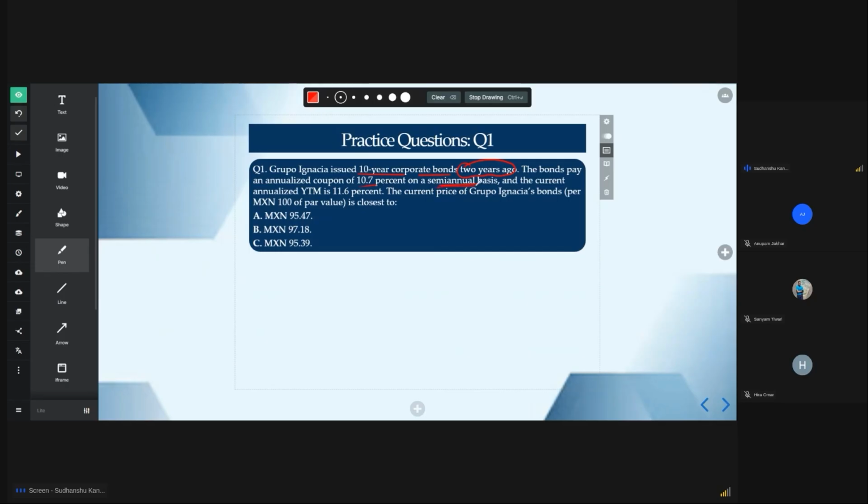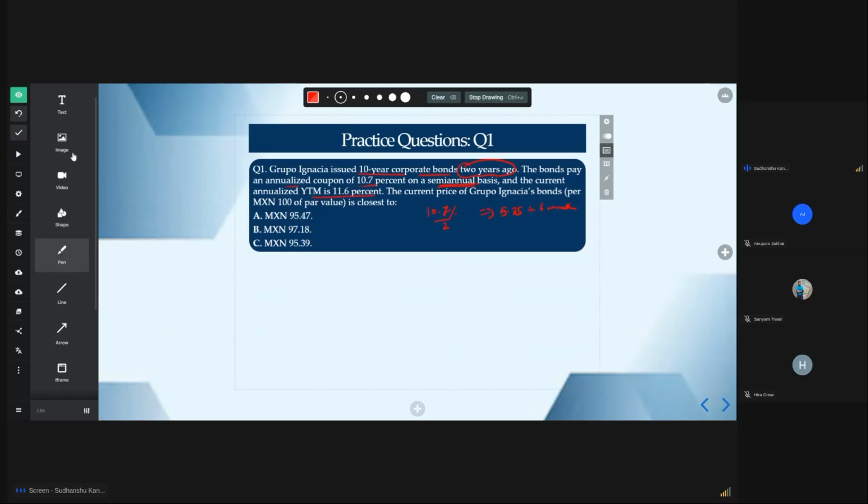Do you remember this? Annualized coupon, but on a semi-annual basis, means for the full year it is 10.7, but that is paid in two parts, right? So 10.7 percent divided by 2. Every 6 months you will be paid 5.35. So that is the frequency. Remember this part. And the current annualized YTM is 11.6%.